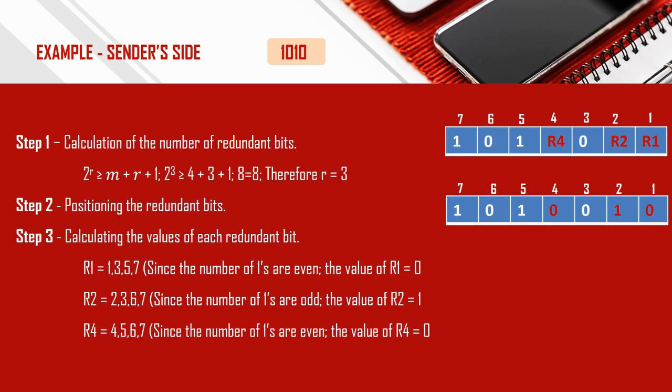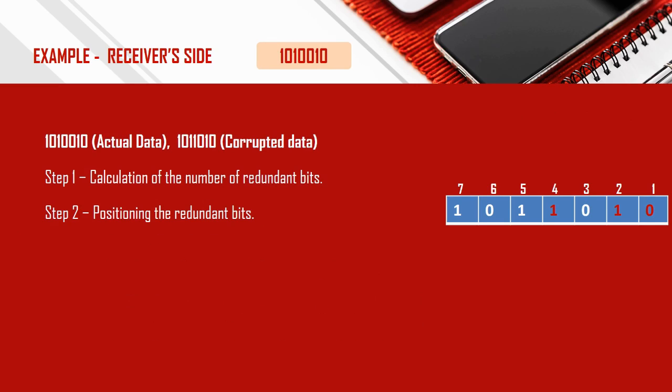Okay, so let's see the receiver side. At receiver side we have the data 1010010. Since we have to check the error, and we have to correct that error, we are making an error in the actual data. So we have 1010010 as the actual data, and we make a mistake in it, we make it corrupted. At the fourth position we change the value 0 to 1. So the corrupted data will be 1011010.